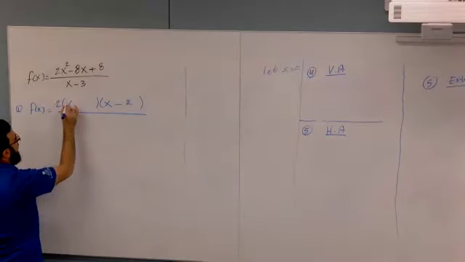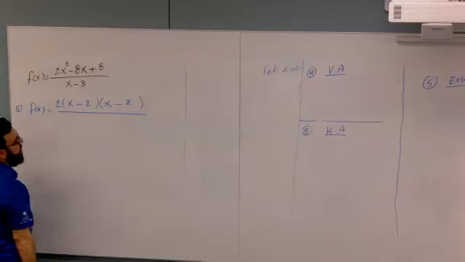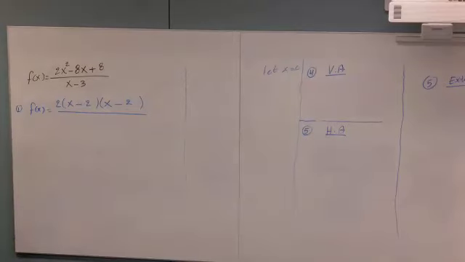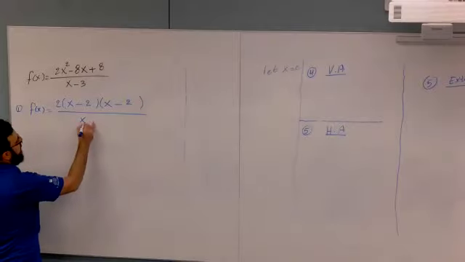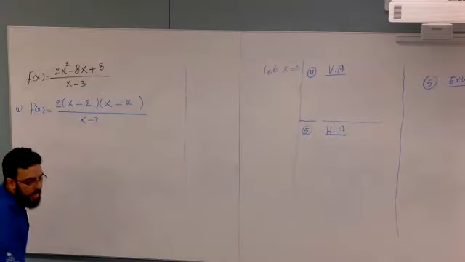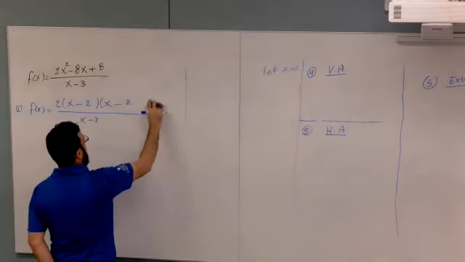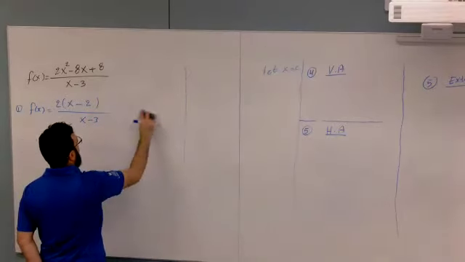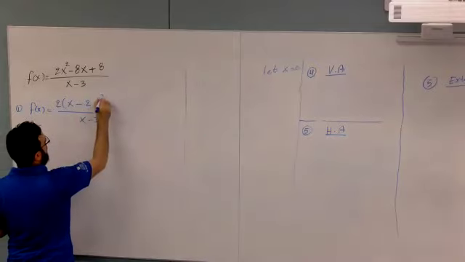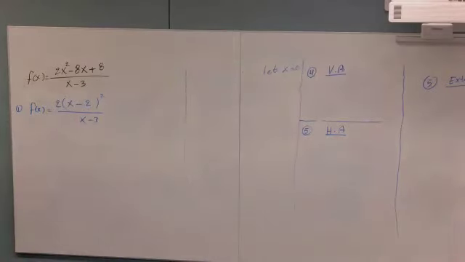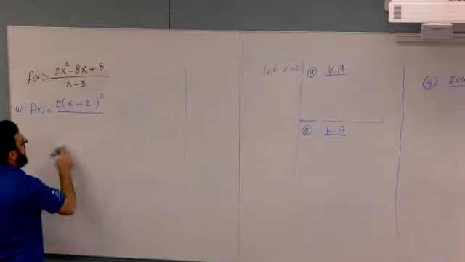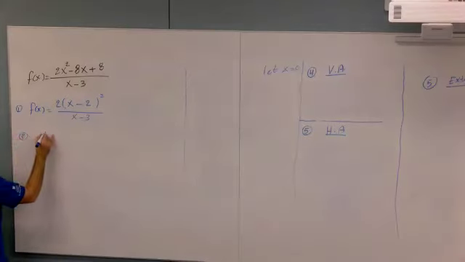Which is 2 out, x minus 2. Right? It's right. Okay. Don't think like, oh, here's x minus 3. So in this case, can I write down what? Minus 3.